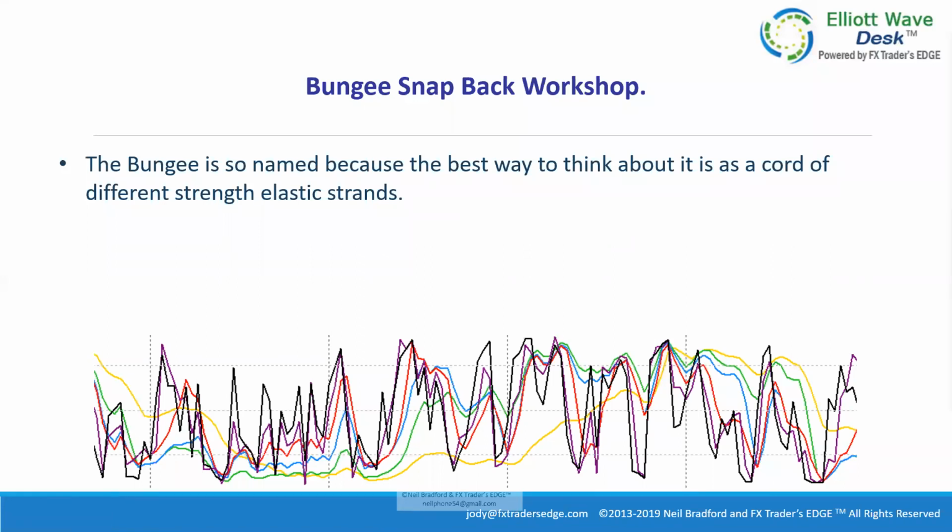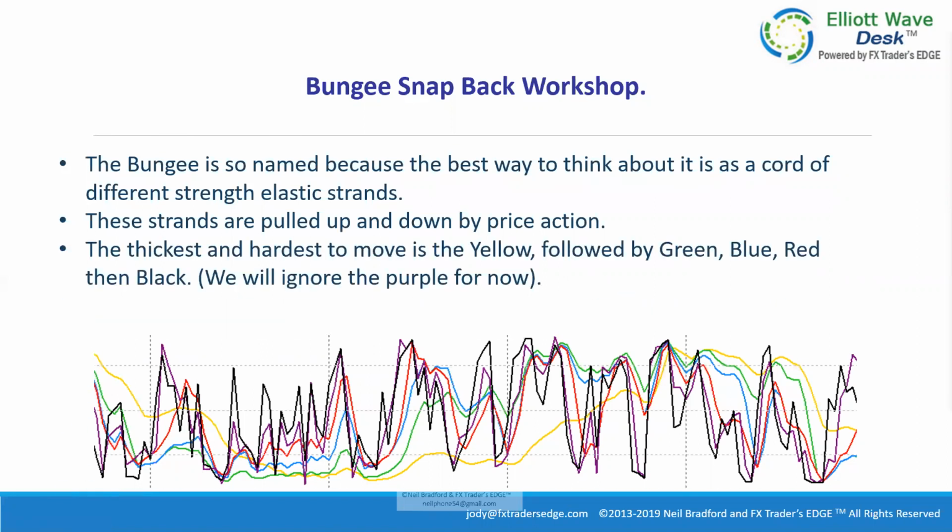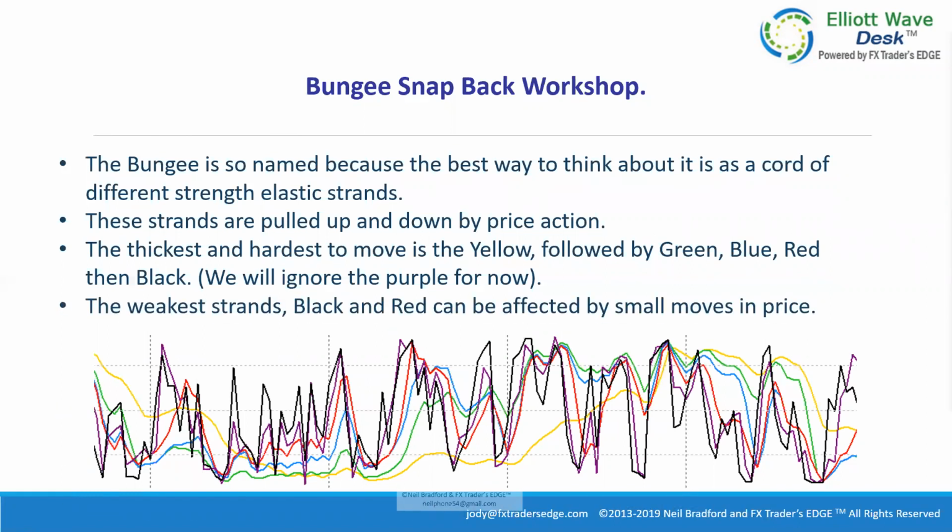Okay, there's an image of the bungee at the bottom. We have this on our charts as part of our standard setup. And these strands are pulled up and down across the channel by price action. The thickest and hardest to move, the slowest to move, is the yellow, followed by the green, the blue, the red, and then the black. Okay, so small moves in price will move the black, maybe the red. Bigger moves in price will move the green and the yellow. Easy peasy.